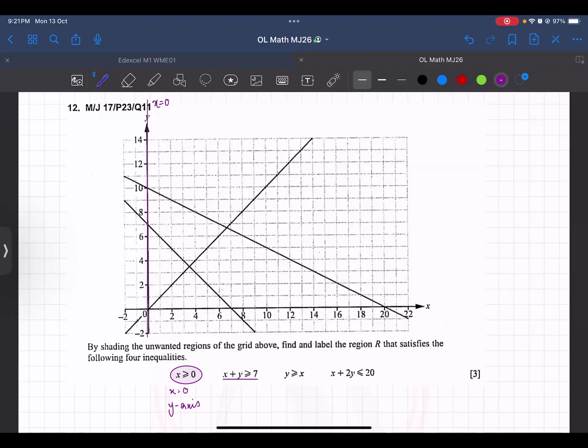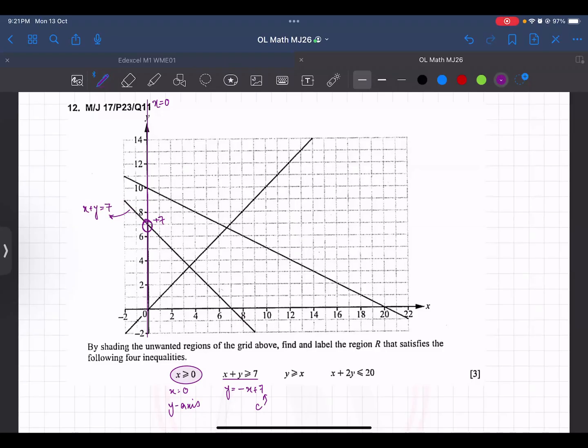This has a y intercept. If you convert it into y equals mx plus c, it is y equals minus x plus 7. So your c value is 7, which is your y intercept. And look, this line has y intercept plus 7. So this means this line is x plus y equals 7.